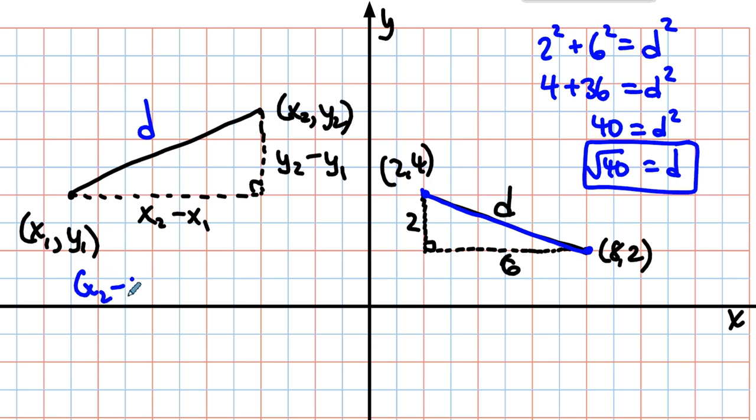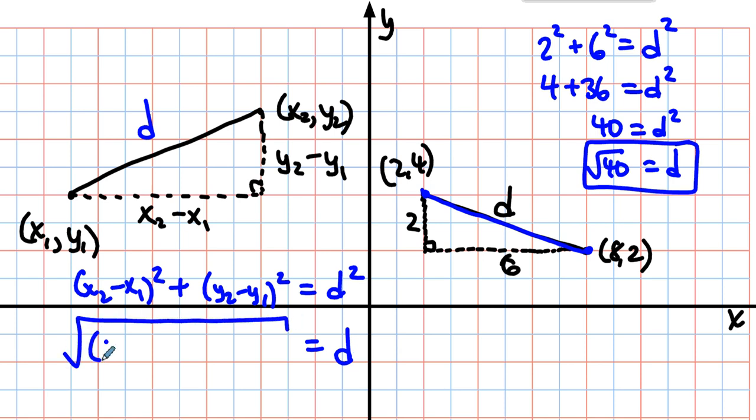leg squared plus leg squared is distance squared, which means that the familiar distance formula that you remember from high school is just the square root of this expression. It didn't fall from the sky. It wasn't given by divine revelation. The distance formula that you're familiar with from your early days comes from the Pythagorean theorem.